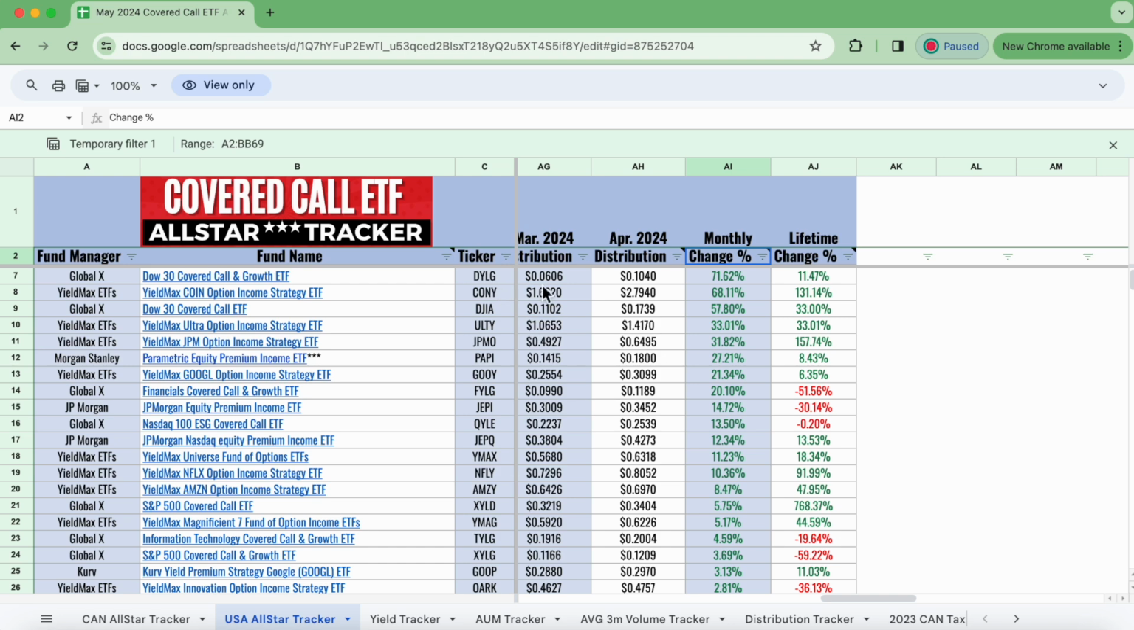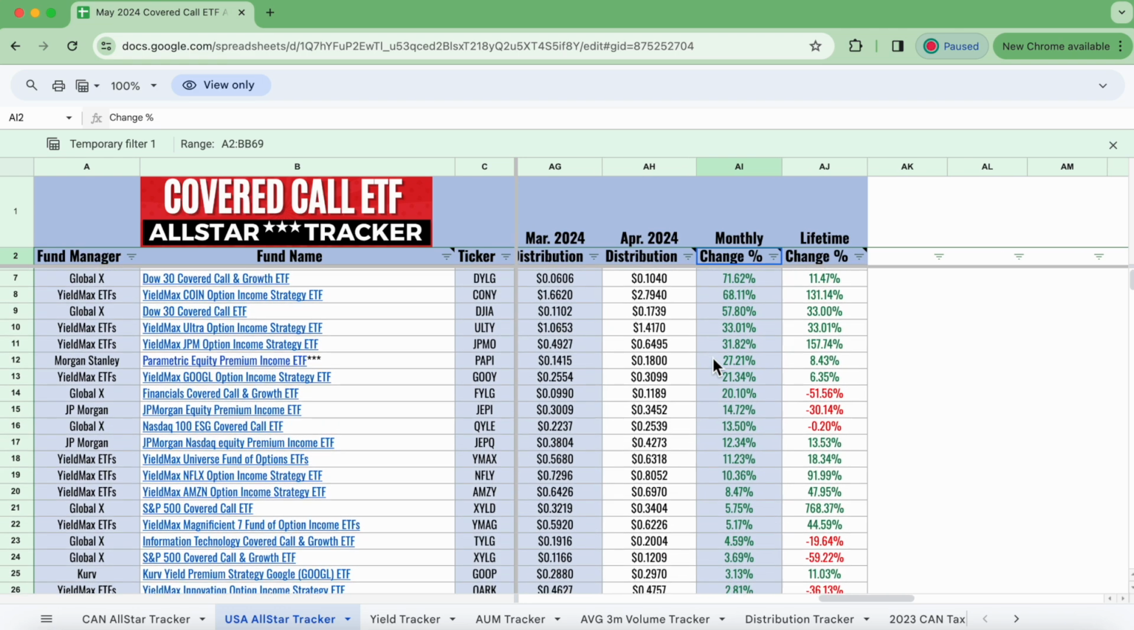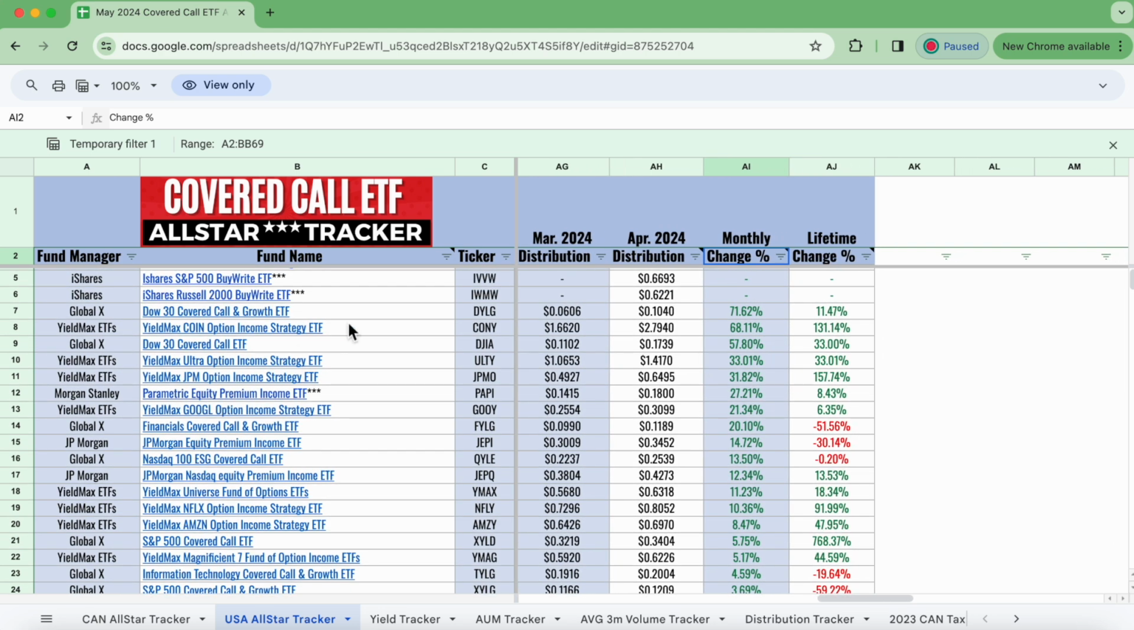So DYLG, basically going from 6 cents to 10 cents. Just more volatility across the whole market in the month of April, which leads to these massive jumps in distributions. I'm not surprised. A lot of the YieldMax stuff like Coiny, Bitcoin has crazy volatility right now. Coiny, I want to say, has a yield of something like 150% at the moment. So again, we'll just kind of see how that story plays out, but crazy.